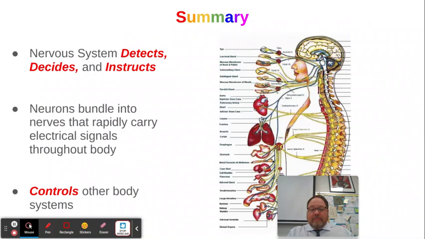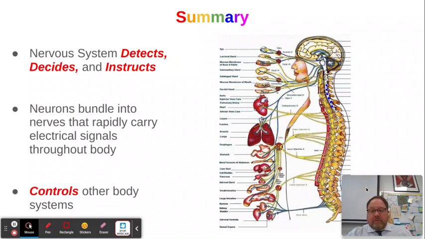Okay, so putting it all together, the nervous system does three basic jobs. It detects what's going on in and around you. Those are your sensory neurons, both viscerosensory and somatosensory. Then it sends the information to your central nervous system where you have the interneurons. Interneurons, they are the deciders. They decide, should we do something about this or not? And then instructions are sent out through the motor neurons.